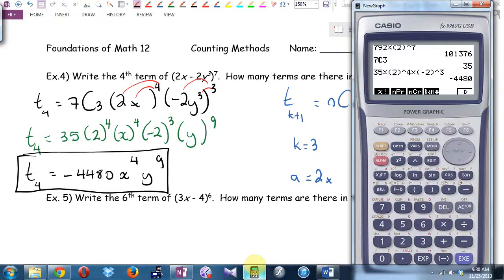See if you get that. I think I'm right. Yeah.